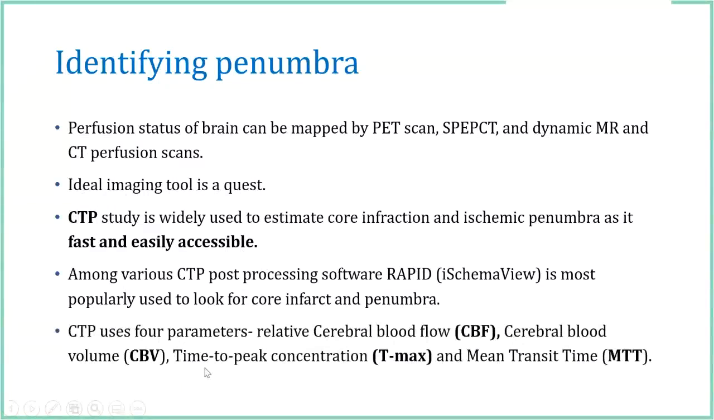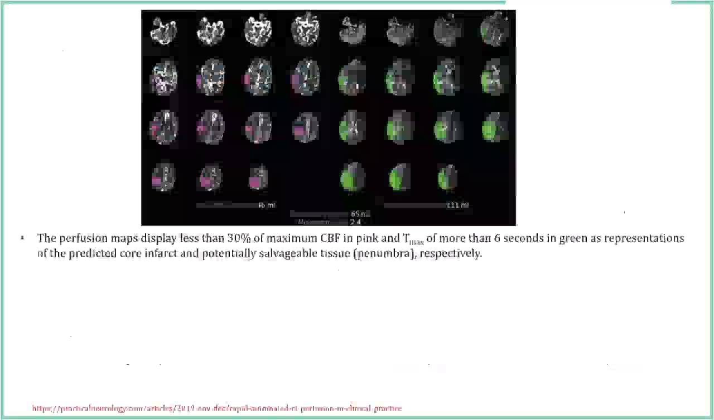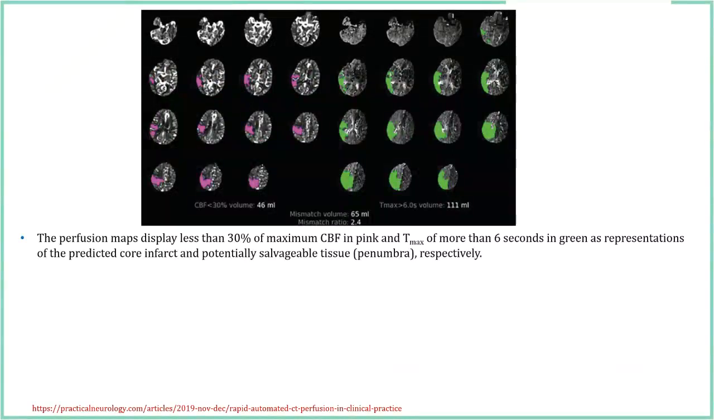The 4 parameters that it uses are the cerebral blood flow, cerebral blood volume, time to peak concentration, and mean transit time. So how accurate is the CTP? Could it estimate the ischemic penumbra and the core accurately to guide the treatment? Or does it overestimate the ischemic core or the penumbra and exclude the patient from critical or life-saving treatment? For this reason, we have done a study in our hospital as well.